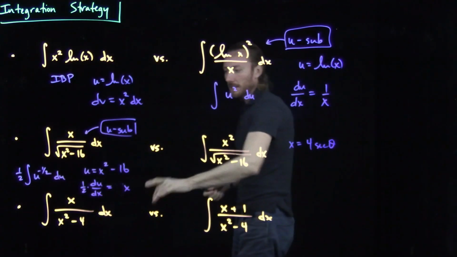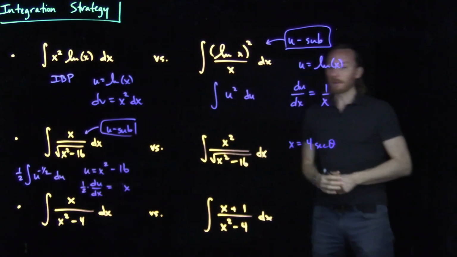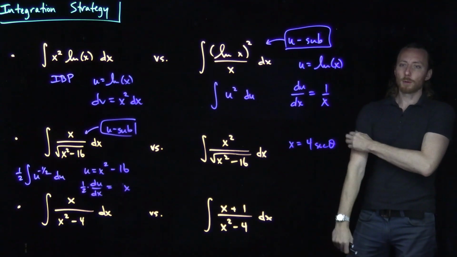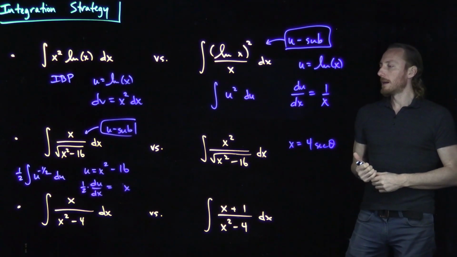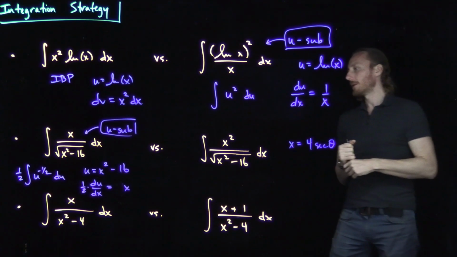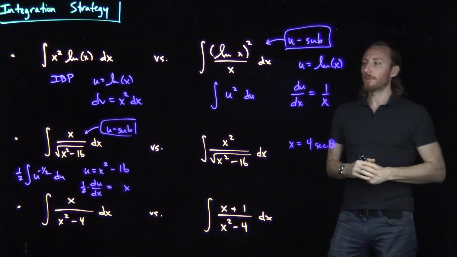What about in these last two examples? One of these I claim is a partial fraction decomposition situation, and one of them is not. So maybe pause the video, figure out which one would be more u-sub friendly.